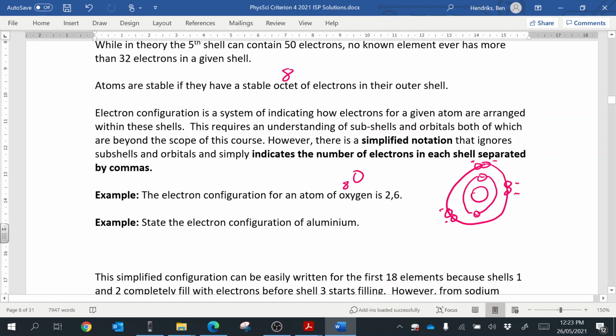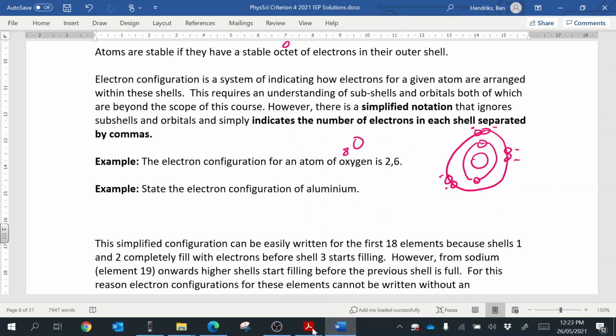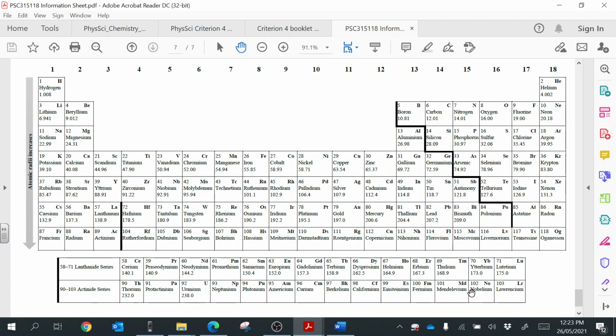So state the electron configuration for aluminium. Okay, so let's have a look at aluminium. Get our periodic table out. So aluminium, where is aluminium on our table? Here it is. So aluminium has 13 protons. So an atom of aluminium has 13 electrons as well.